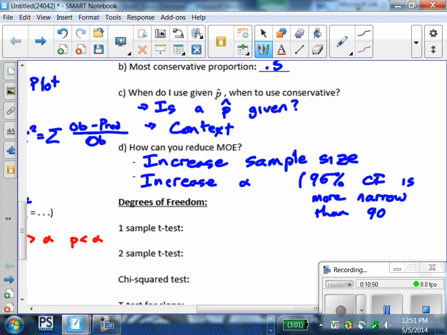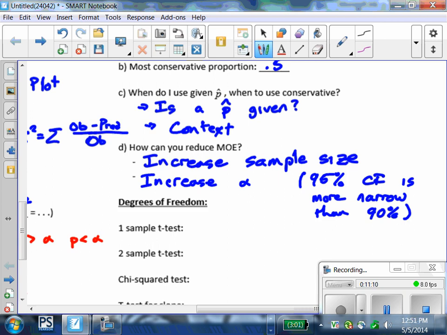I can be more confident if I make it a bigger interval, right? I'm 100% confident that between 0 and 80, you guys will all make 5s. I can be confident with a huge interval like that, but I'm not going to be as confident as things get smaller and smaller. Degrees of freedom, this is good to remember.